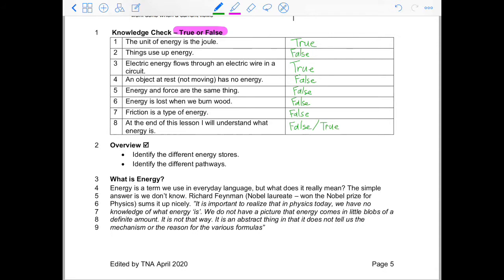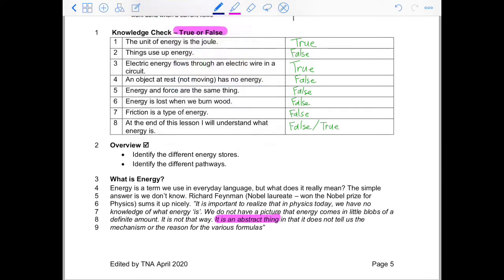Richard Feynman said, "It is important to realize that in physics today, we have no knowledge of what energy is. We do not have a picture that energy comes in little blobs in a definite amount. It's not the way. Energy is what we call an abstract thing that does not tell us the mechanism or the reason for the various formulas."